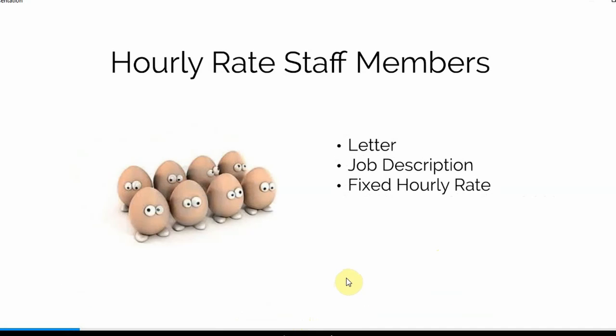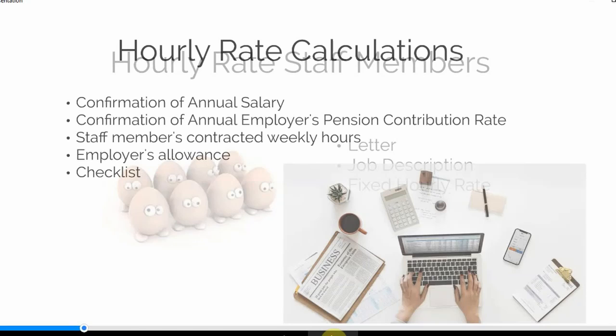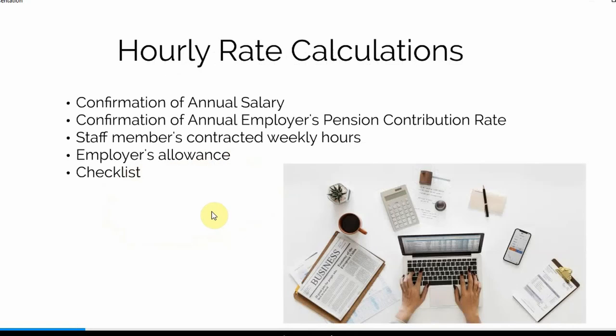Hourly rate staff members are a little bit more complicated. We still need the letter and job description. However, these must state that they are part funded by the project, and the job description must say what responsibilities they have to ESF. We do need a fixed hourly rate for these staff members. In order to get one of these, we must have confirmation of annual salary, confirmation of the annual employer's pension contribution rate. We must know what their contracted weekly hours are and if your organisation claims the employer's allowance.